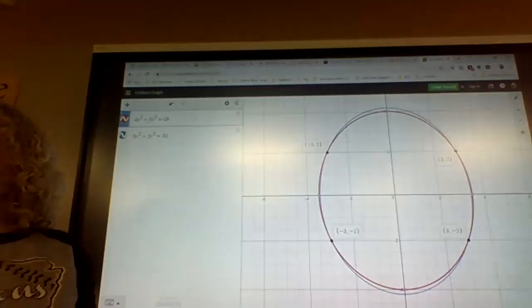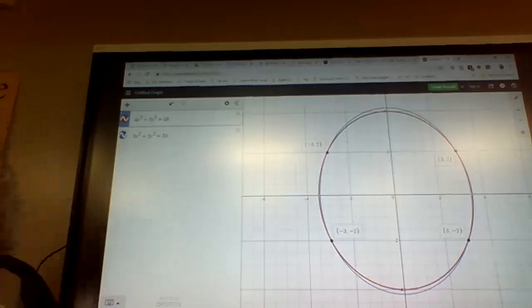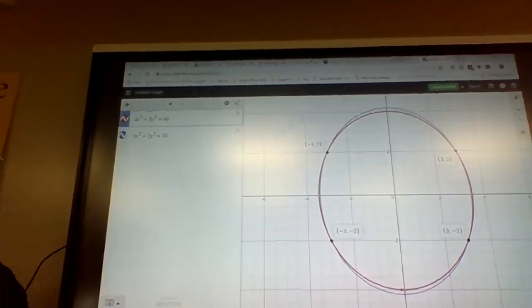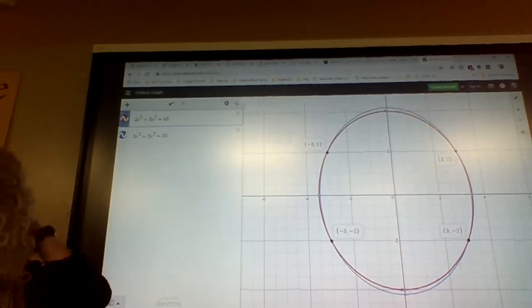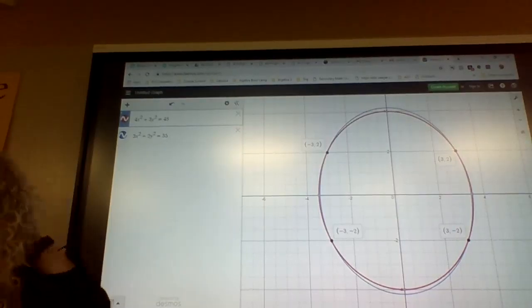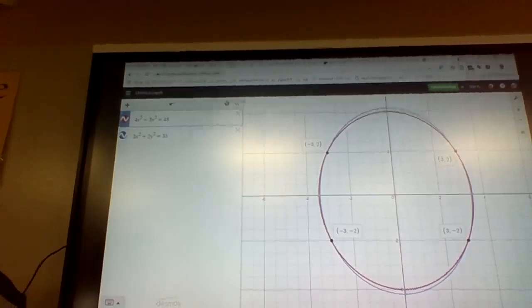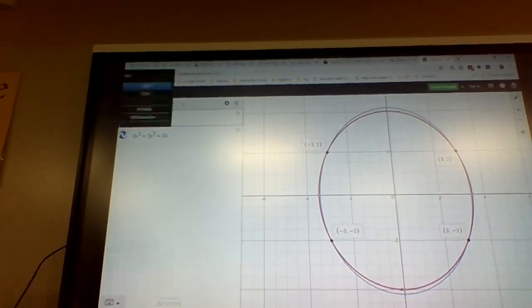Now, how easy would these be to solve by graphing on paper without Desmos? Annoying. Yeah, please no. You could probably get an estimate of where the points would be, maybe, but you just would not get it right. Unless you draw a perfect, it's not even a circle, a perfect oval. A perfect egg. A good egg. Not a bad egg.